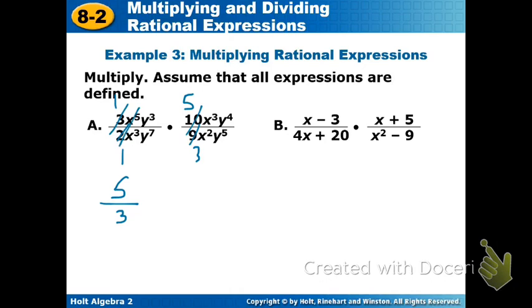X squared. Bring that down. Okay. And then over here, x cubed divided by x squared. X. So we'll bring that x down. Now let's do the y's. Y cubed over y to the 7th. Y to the negative 4. So where's your leftover y's? In the denominator, right?